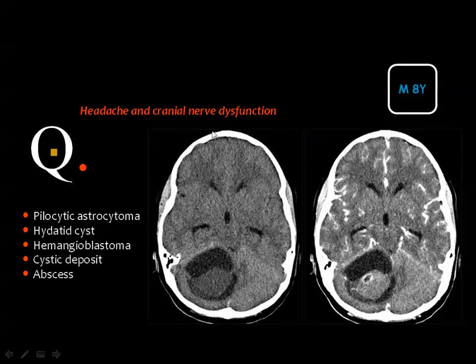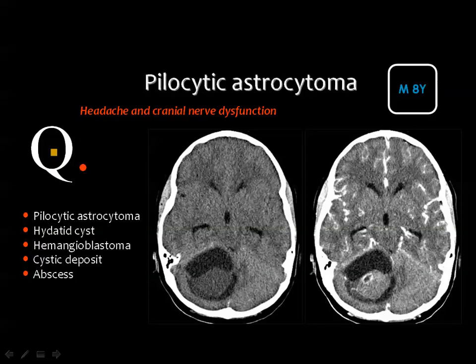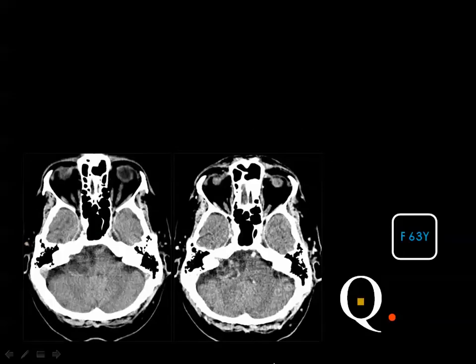This is axial CT brain without contrast and after contrast in a patient 8 years old. What do you think? There is a cystic lesion with an enhancing mural nodule. Pilocytic, hydatid, hemangioblastoma, cystic deposit, abscess. Pilocytic astrocytoma, which is the most common lesion of this criteria.